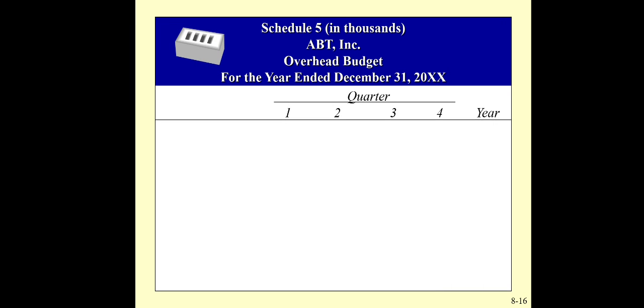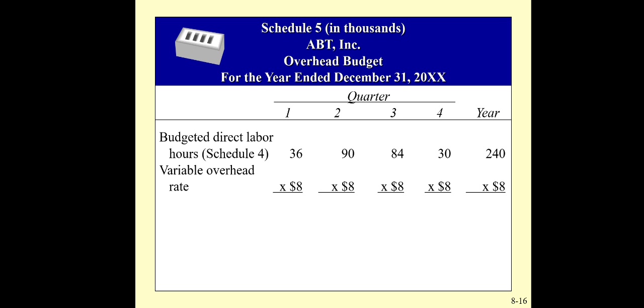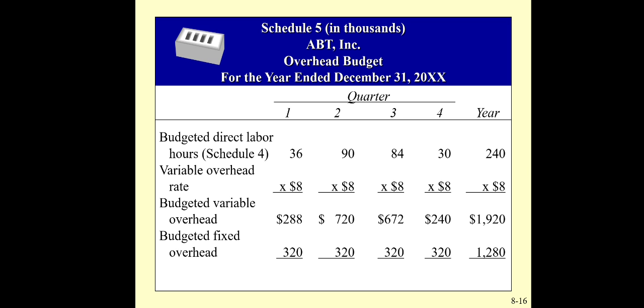Okay, this is the last thing that I want to cover in this lecture. Budget number 5 or schedule 5, overhead budget. Remember in management accounting, when you calculate the overhead, you have to use POHR, predetermined overhead rate. And the overhead cost most of the time has a variable component and a fixed component. So this is the overhead budget. So remember the format.